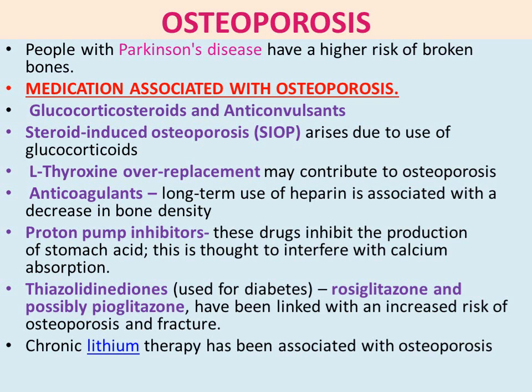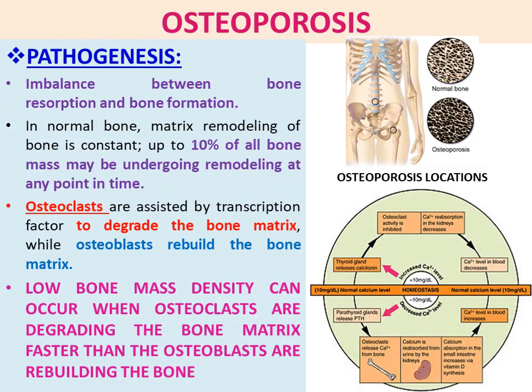Then thiazolidinediones, used for diabetes treatment. Examples are rosiglitazone and possibly pioglitazone. So these glitazone molecules, rosiglitazone and pioglitazone, are thiazolidinediones used for diabetes treatment. These patients have an increased risk of osteoporosis and fracture. Chronic lithium therapy has been associated with osteoporosis. This lithium therapy is used for the treatment of memory, for memory enhancing purposes, so chronic lithium therapy has been associated with osteoporosis.